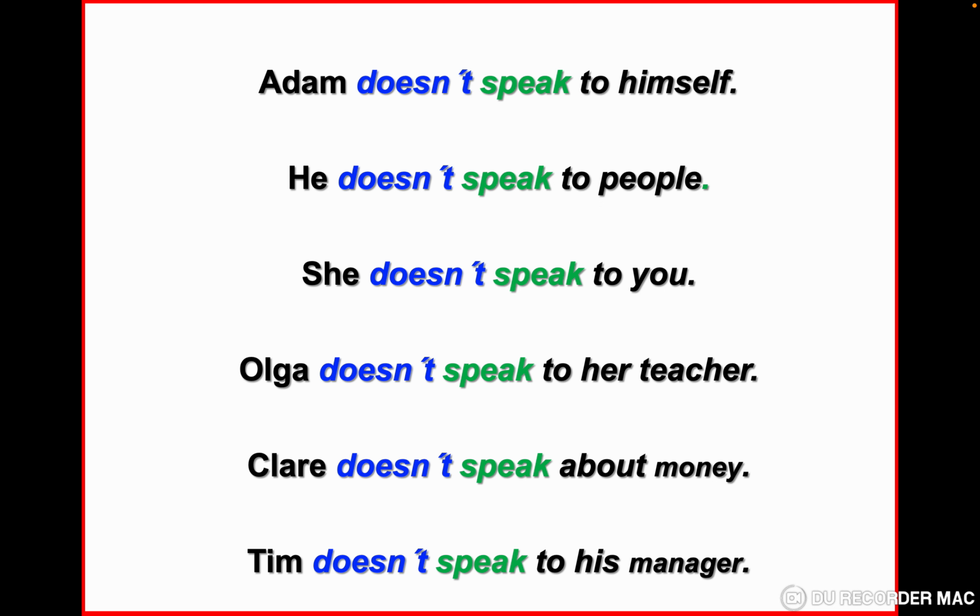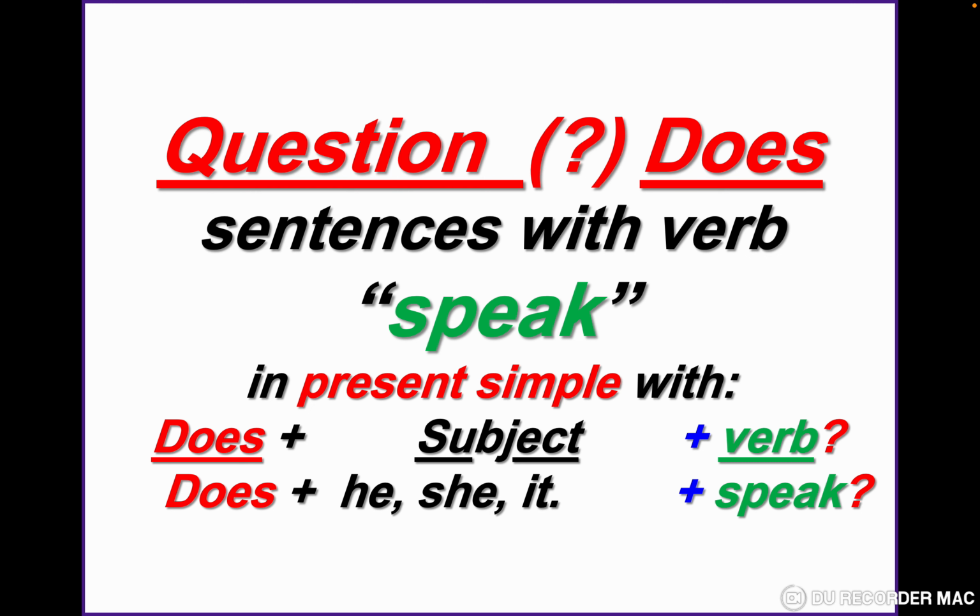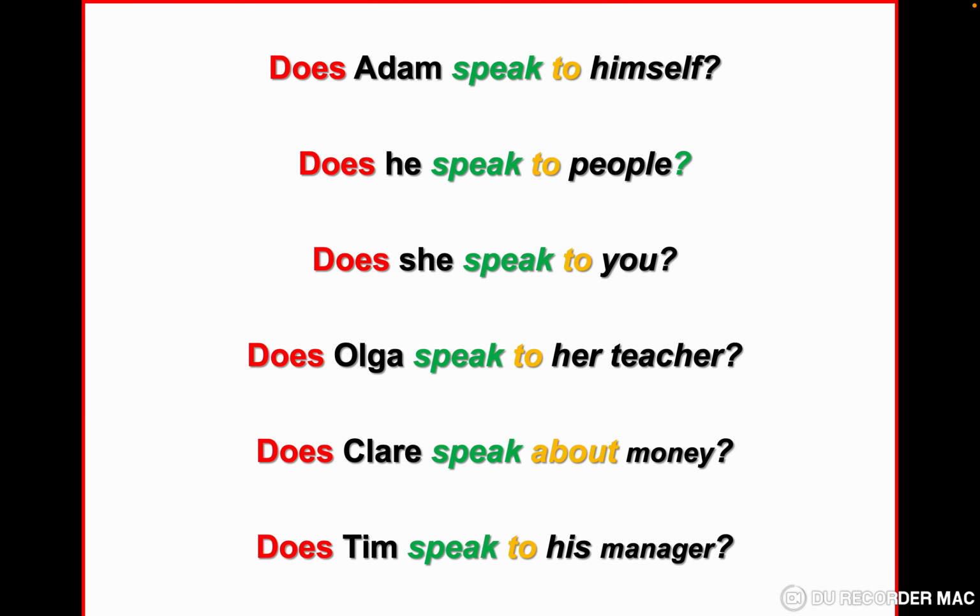Let's go to the question form and let's see if we are going to see S with the verb or not. Of course not. We are not going to see the S with the verb because it's the question form. So in the negative form and question form, don't put S to the verb with he, she, it.